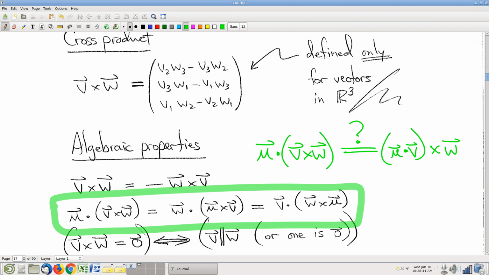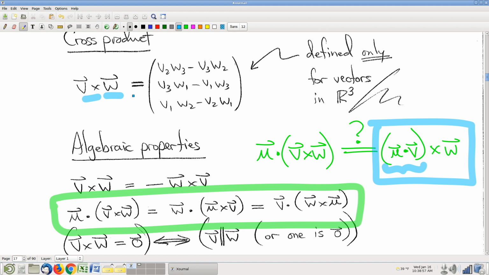Let's look at what we have here. A couple of different things are bad with this. For one thing, that is a scalar. You can't cross a scalar and a vector. That's not a thing. Look at the formula. The formula requires two vectors. So the right-hand side doesn't make any sense at all. What you would expect associativity to look like is not what this is saying. It's a little bit different from that.